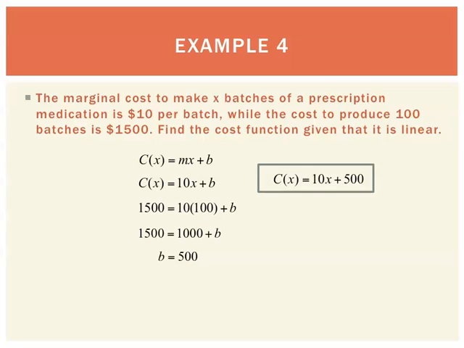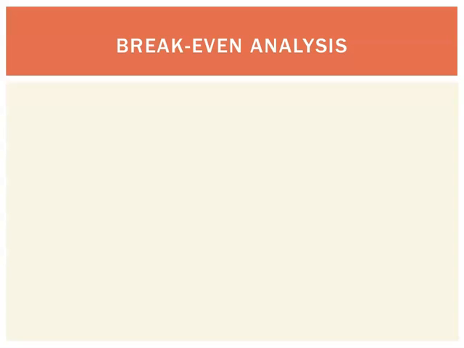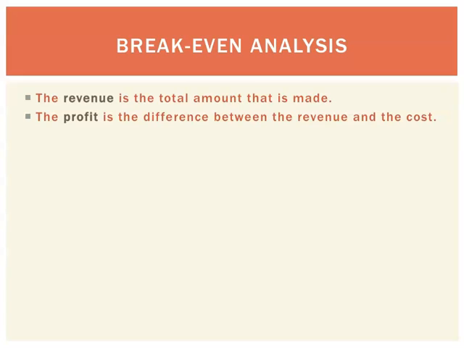Now that we know how we can use linear functions to help us with cost analysis, the next step in cost analysis is actually to talk about break-even analysis. When we talk about break-even analysis, we have to first understand revenue and profit. So revenue is going to be the total amount that is made, whereas profit is the difference between the revenue and the cost. So revenue is in total how much was made, but profit means that we take out how much it cost us to get there, and whatever is left over is how much we actually made, how much we actually profited.